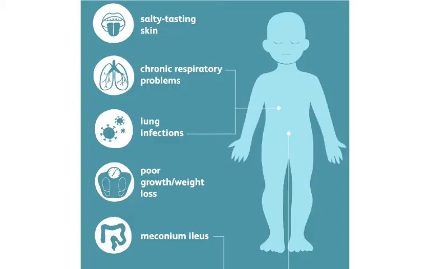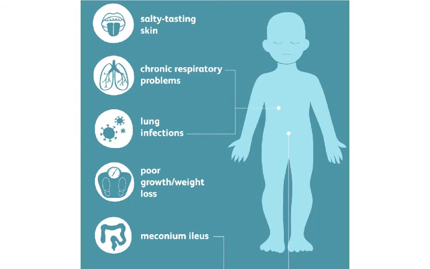Now, some of the symptoms of this child having this disease are a salty tasting skin, chronic respiratory problems, lung infections, poor growth, weight loss, and meconium ileus. So poor growth and weight loss is because the pancreatic enzymes cannot travel and digest the food. So what do we need to give these people? We need to give them enzymes with their food, so that those enzymes then digest the food which he or she eats.